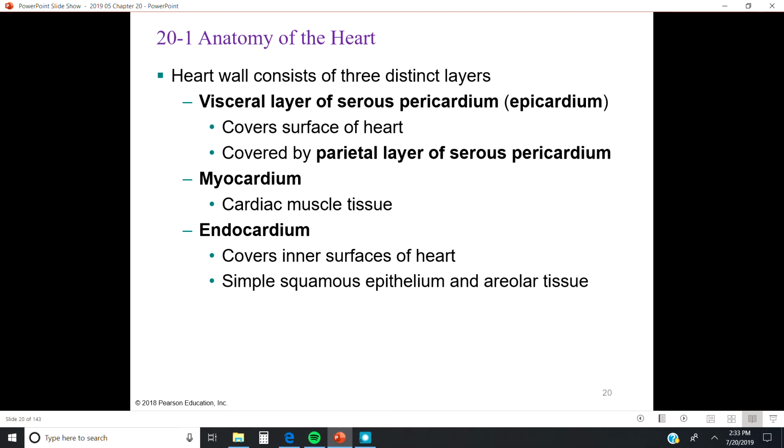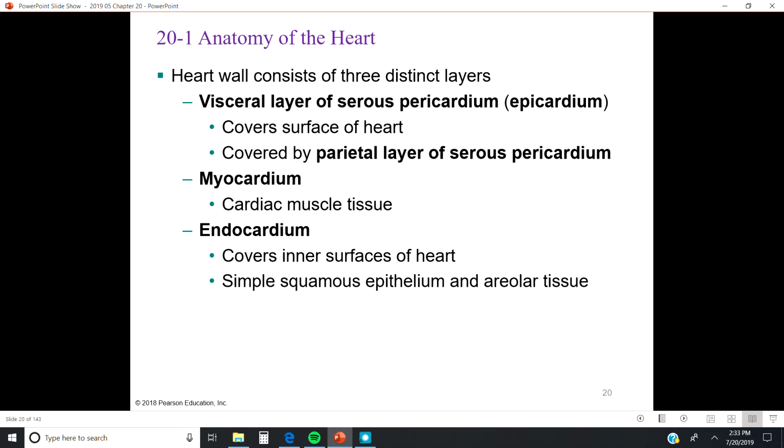Going in now, the thickest layer is going to be the myocardium. Right? Myo means muscle, and like I said, this is where it's going to be the thickest, but this is where the cardiac cells are going to be located. The cardiac cells that are actually doing the contracting, they're located in the myocardium.